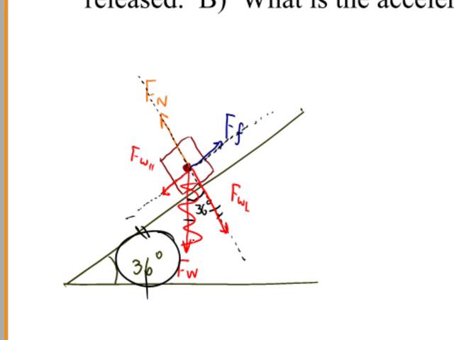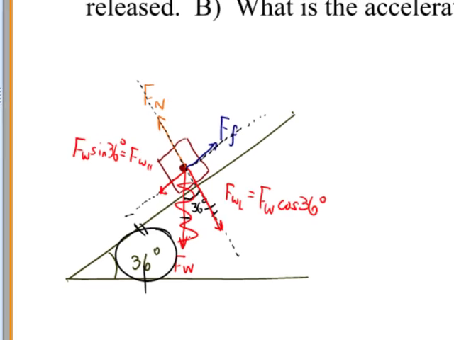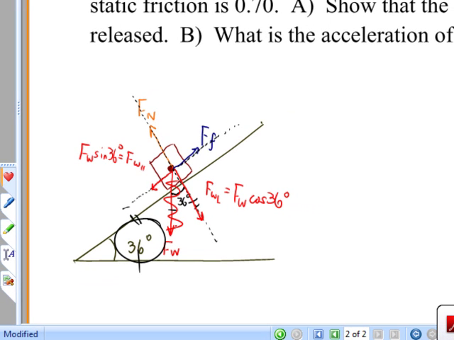I guess I need to put what the perpendicular component and the parallel component are. The perpendicular component is the adjacent side of that triangle, so FW perpendicular is going to be FW times the cosine of 36 degrees. And the parallel component is FW times the sine of 36 degrees. Now they tell me what the mass of the block is, 93 kilograms. It's easy enough to find what the weight is. The weight is going to be m times g, and that's going to be 930 newtons.